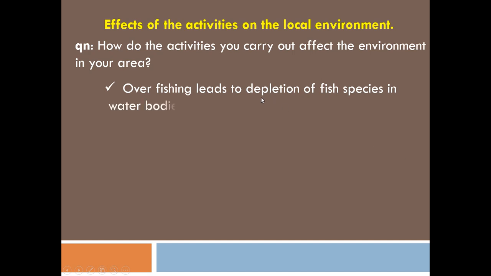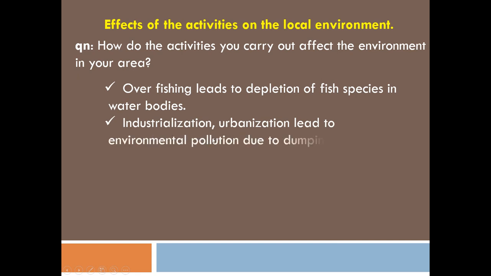1. Overfishing may lead to depletion of fish species in the water bodies. That is a human activity, fishing. But when it is done excessively, the effect is negative, depletion of fish, and fish species are an aspect of the natural environment. 2. Where we have industrialization, where we have urbanization, it leads to environmental pollution.